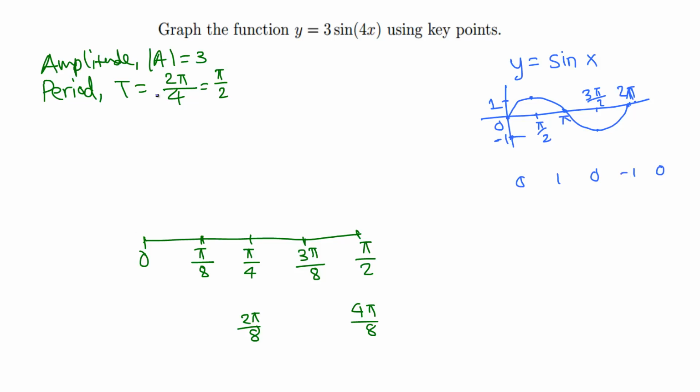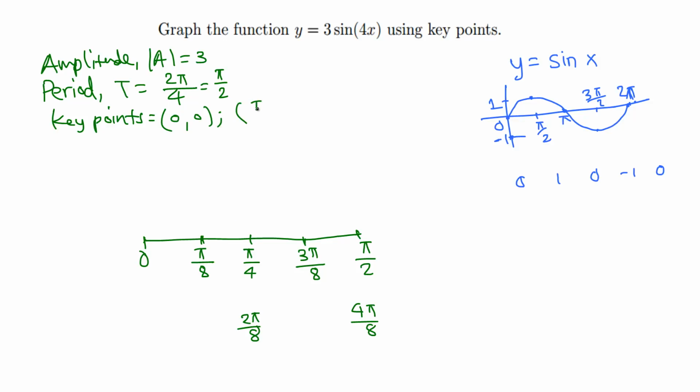For our function, since the amplitude is 3, to find the corresponding y coordinates, we multiply these y coordinates of the regular sine function by 3. Multiply by 3, then we find the key points. Okay, so let me go back and write down the key points now. These are the x coordinates, and we multiply these y coordinates by 3 to find the corresponding y coordinates for these points. So 0, comma, multiply 0 by 3, so we get 0.